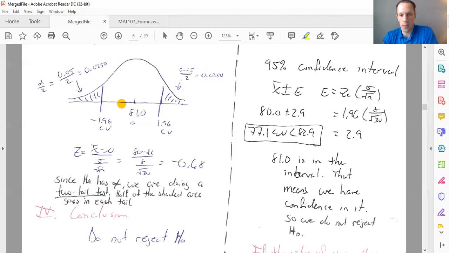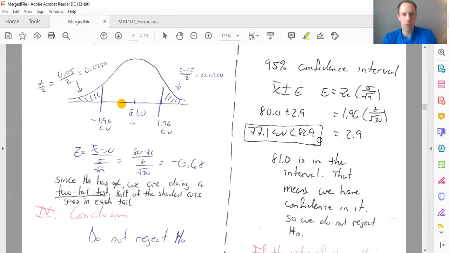Now, 81, which was what the null hypothesis said the population mean is equal to, is inside of that interval. Well, if it's inside the interval, that means you have confidence in that value. If you have confidence in it, you don't want to reject it. So you would reach the same conclusion. Now, if the value from the null hypothesis was outside of the interval, then you would not have confidence in it, and you would reject the null hypothesis in that case.